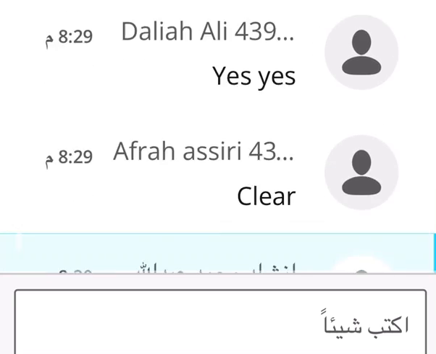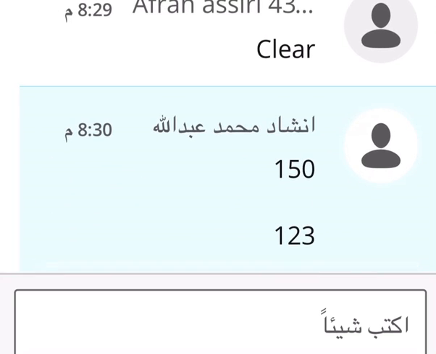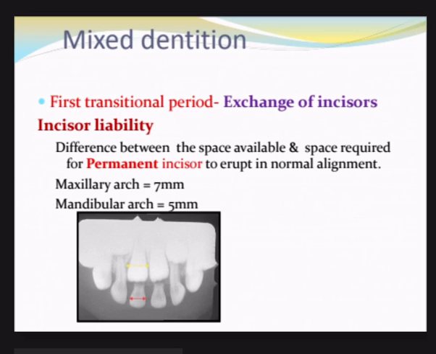So incisor liability is corrected by three things. One is utilization of your physiological spacing. Second, increase in intercanine arch width and length. And third, the angle: in primary, the interincisal angle is 150 degrees, whereas in permanent it will be 123 degrees. This proclination will help to accommodate the incisors. Again, keep the measurements in mind: in the maxillary arch we want 7 mm extra, and in the mandibular arch the incisor liability is 5 mm.